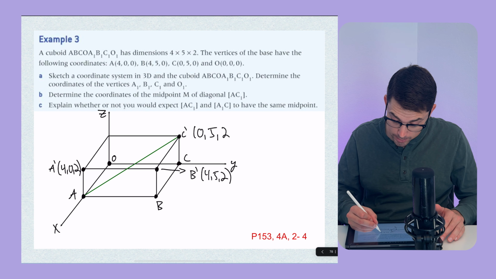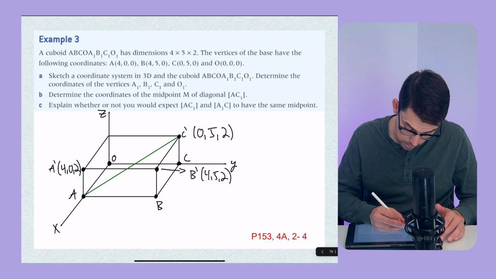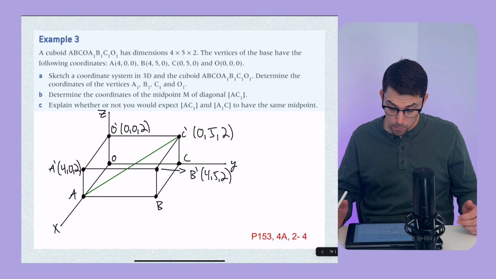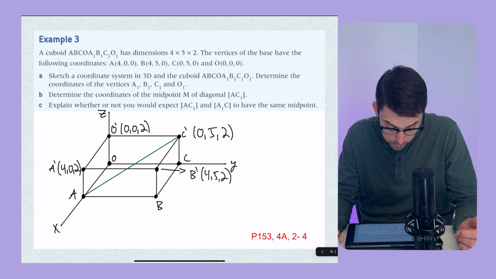And then I went up by 2. Okay, and just as a little bonus, if I wanted to have O prime, again, I had no movement in x, I had no movement in y, but again, I had a height of 2. So there we go. Now we have coordinates listed out for all of this.